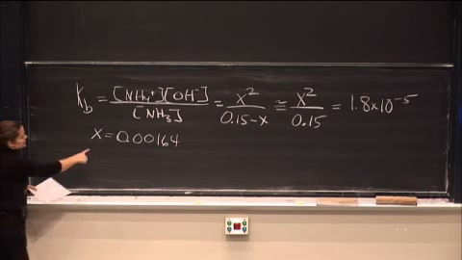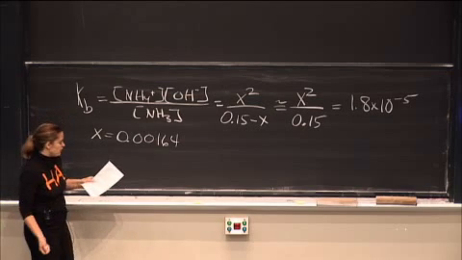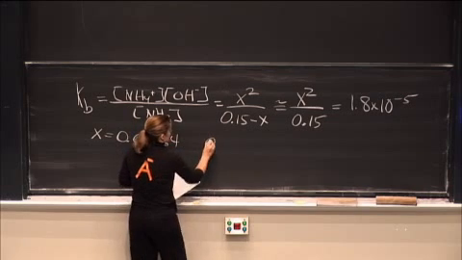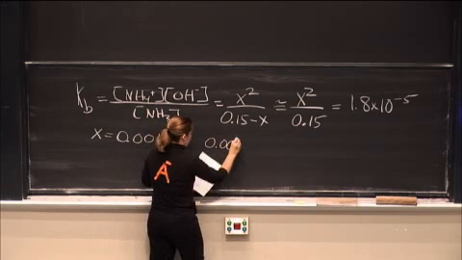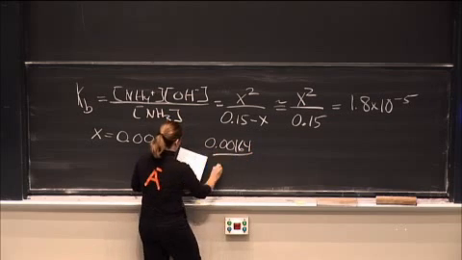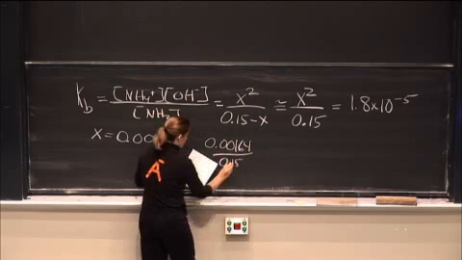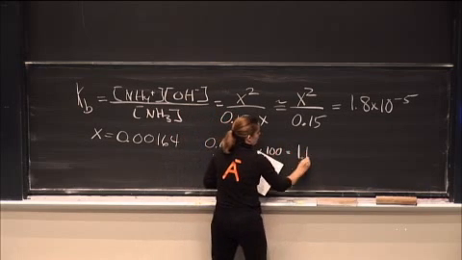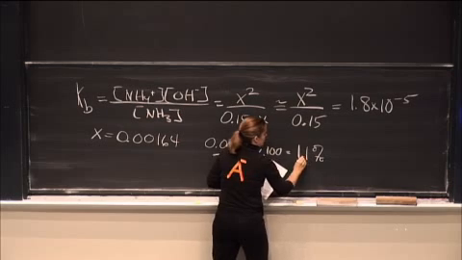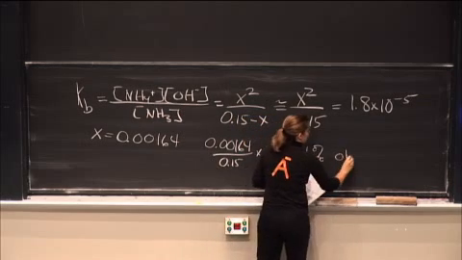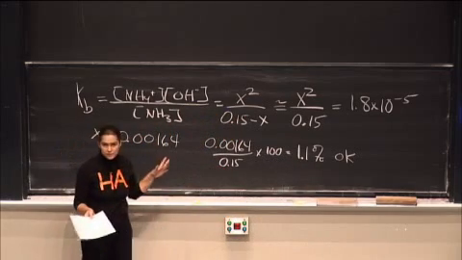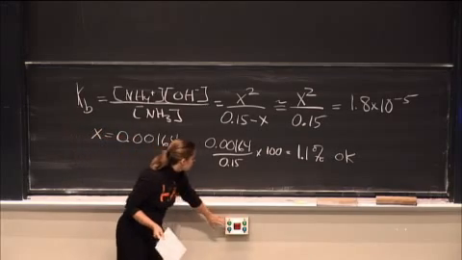And we can look at whether that approximation was OK. So is this number less than 5% of 0.15? So we can say 0.00164 over 0.15 times 100. And that comes out to be 1.1%. So that's OK. That's less than 5%. So that's good. We don't have to use the quadratic equation here.